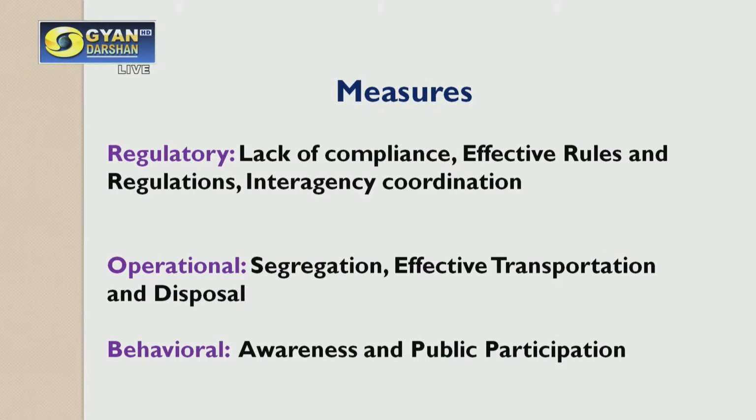And most importantly, we need regulatory measures on the part of the government: the policies, the rules, regulations. The compliance part of it should be properly taken care of. We have to operate it. If we do not have the four-way segregation dustbins, if we do not have effective transportation, if we do not have sites where the incineration and the disposal will be done, then it becomes difficult.